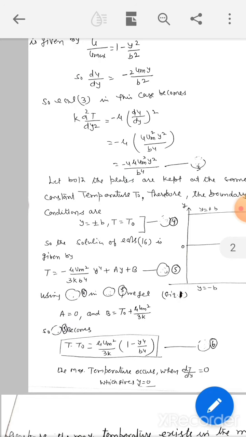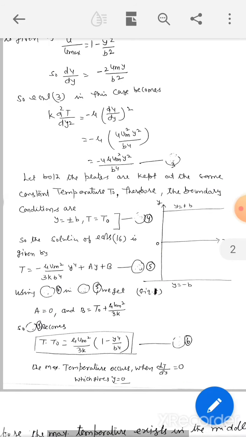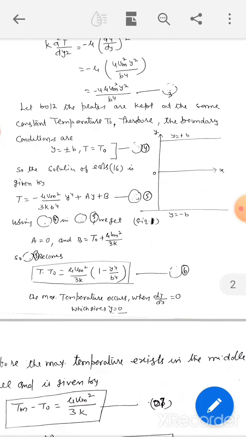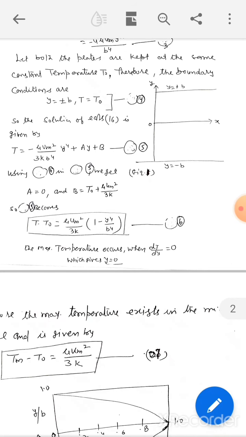If both plates are kept at the same constant temperature T0, it means the lower plate temperature is T0 and the upper plate temperature is also T0. So in this case the boundary conditions become: when y is equal to plus or minus b, T is equal to T0. This is equation number 4. The solution of equation 4 is given by T is equal to minus mu Um square upon 3 kappa b4 y4 plus Ay plus B. This is equation number 5.